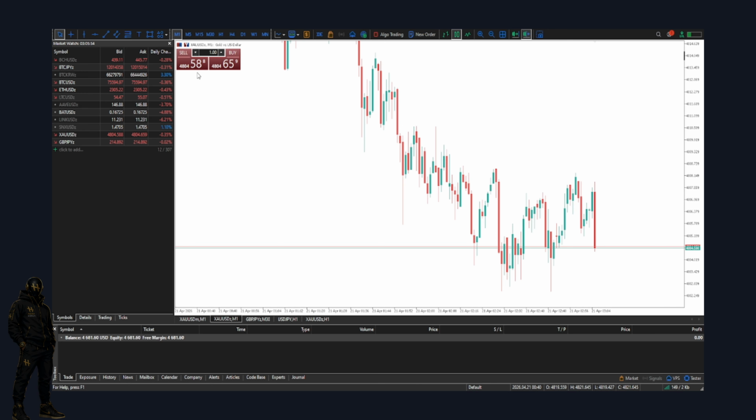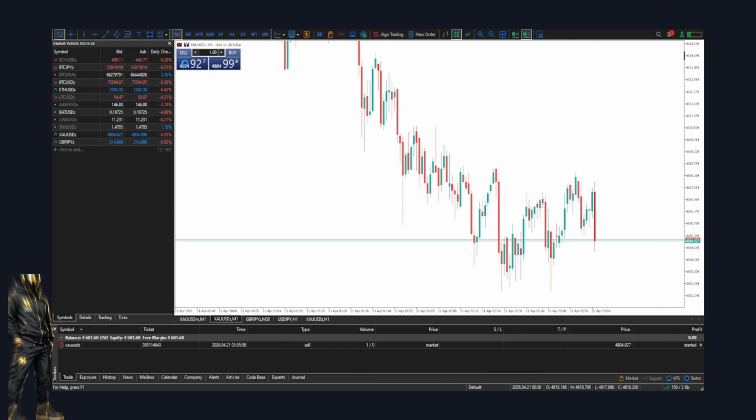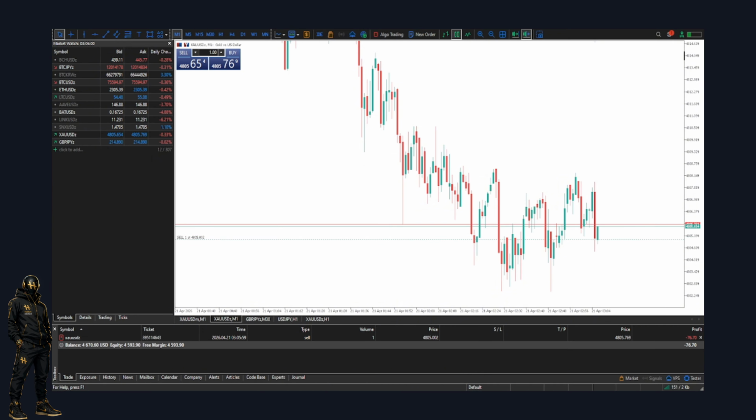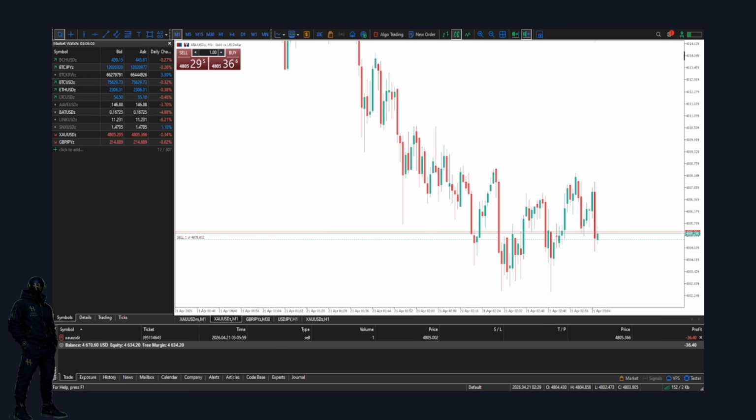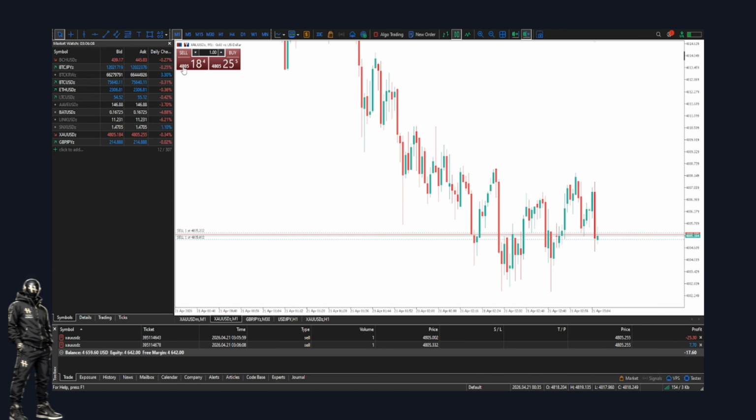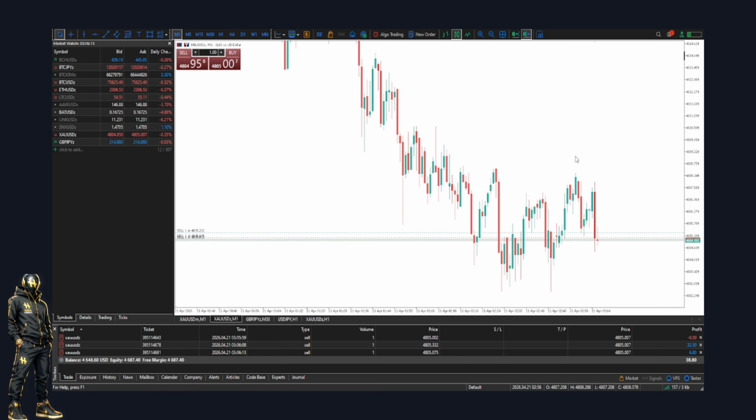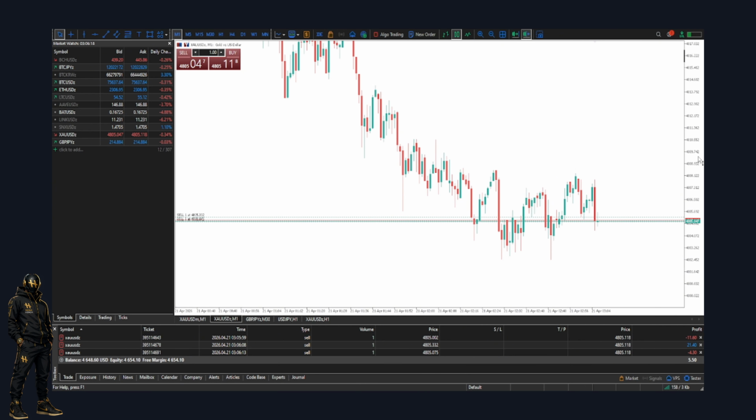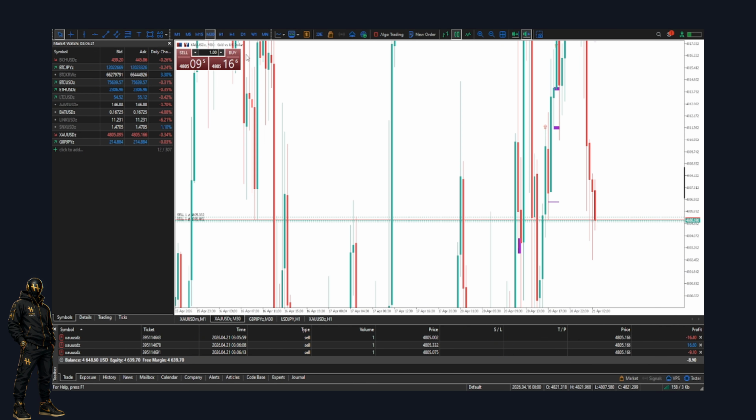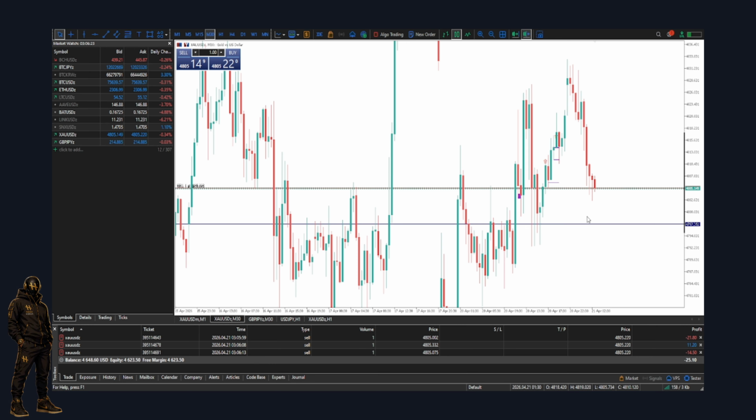Let me first take the sell here, because I'm seeing the volume is a bit... let me take the sell here. Okay. Let me look for our take profit. So I'm going to be looking for our take profit at this support zone here.